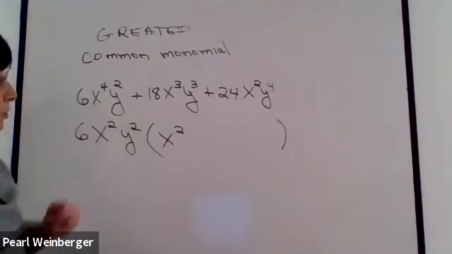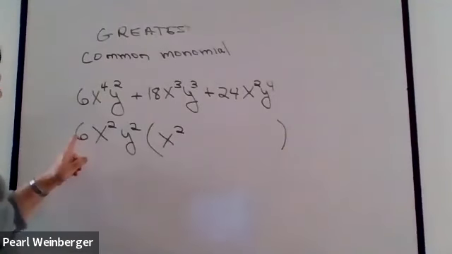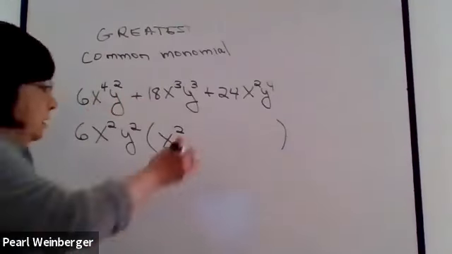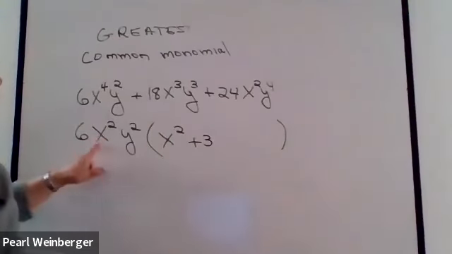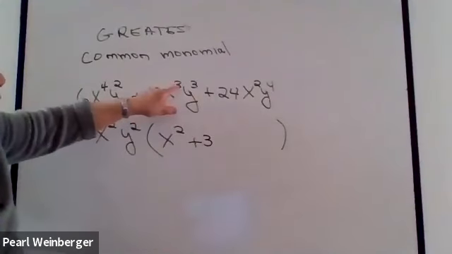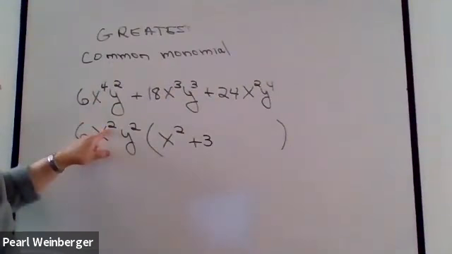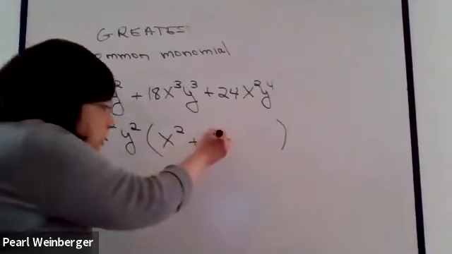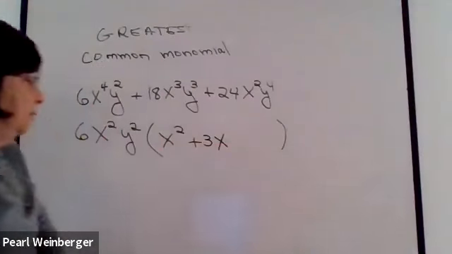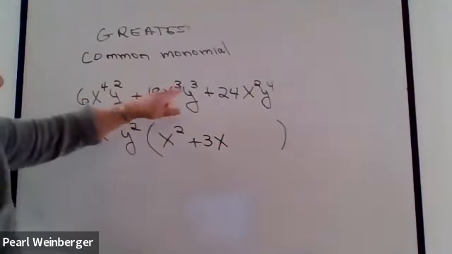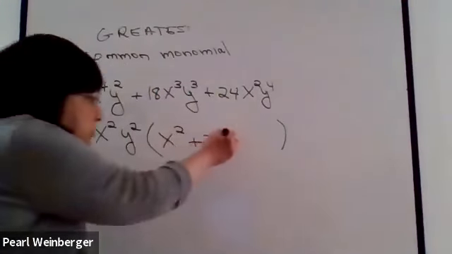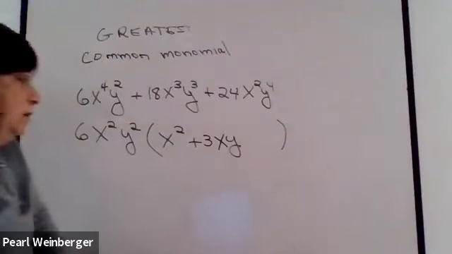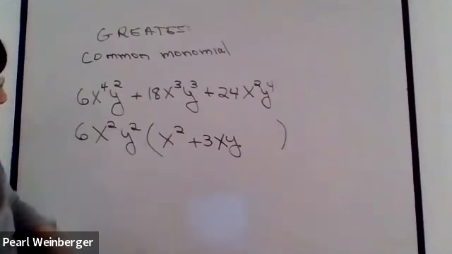We took care of the first term. Now we go to the second term. The 6 divides into the 18 and it gives me 3. The x squared into the x cubed: 3 minus 2 is 1, so it's x to the 1, which I can just write as plain x. The y2 into the y3, again, 3 minus 2 is 1, so this is just a plain y. So the second term is 3xy.